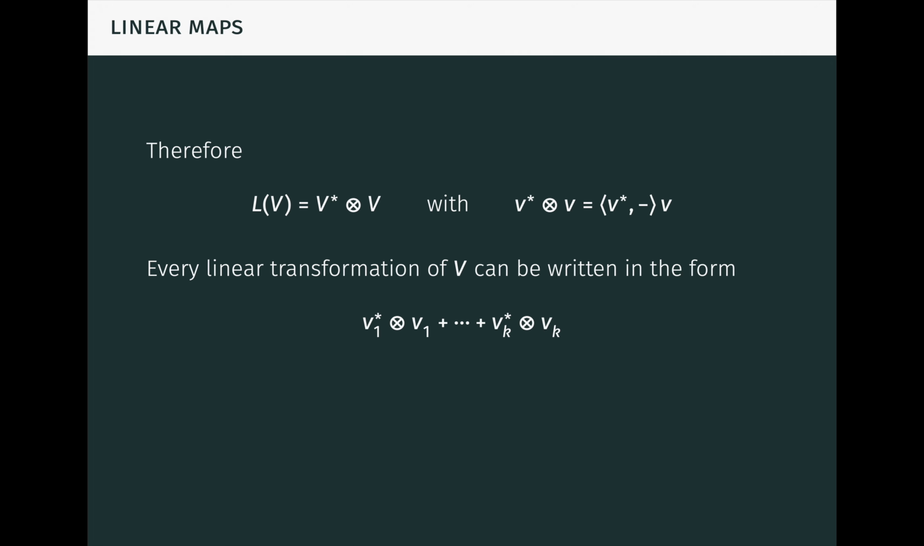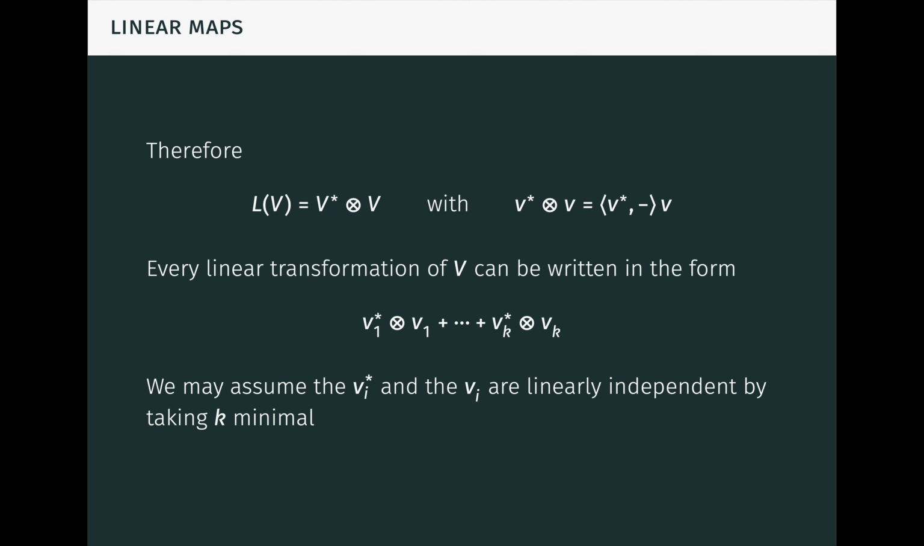This representation is not unique. However, we can assume that the vectors involved are linearly independent by taking the number of decomposables to be minimal. Indeed, if there were a linear dependence relation among the v's, for example, we could express one v in terms of the others and use bilinearity of the tensor product to get a representation with one fewer decomposable. It's also fairly easy to see that the minimal number of decomposables is just the rank of the linear transformation. I encourage you to pause the video and check both of these things.